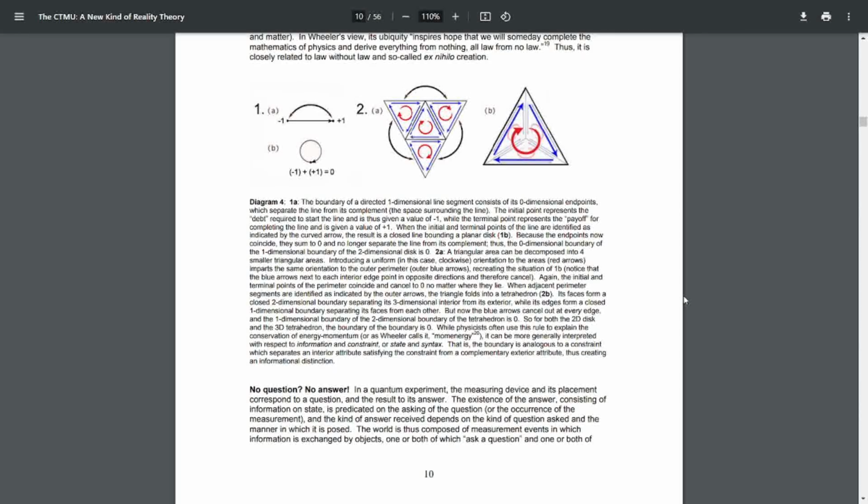When the initial and terminal points of the line are identified, as indicated by the curved arrow, the result is a closed line bounding a planar disk, 1B. Because the endpoints now coincide, they sum to 0 and no longer separate the line from its complement. Thus, the zero-dimensional boundary of the one-dimensional boundary of the two-dimensional disk is 0.